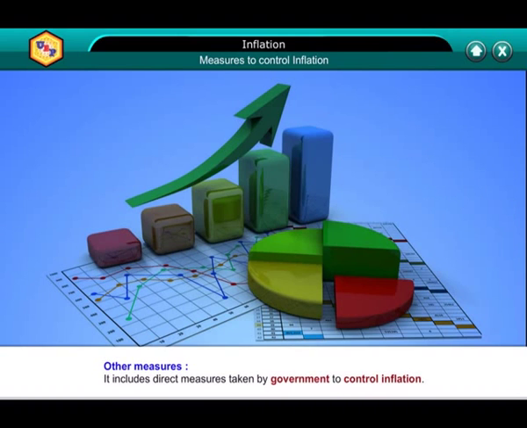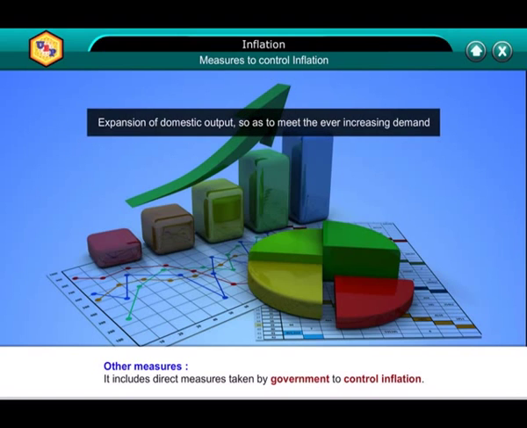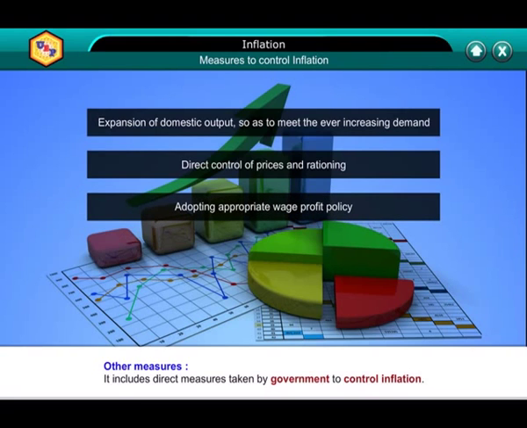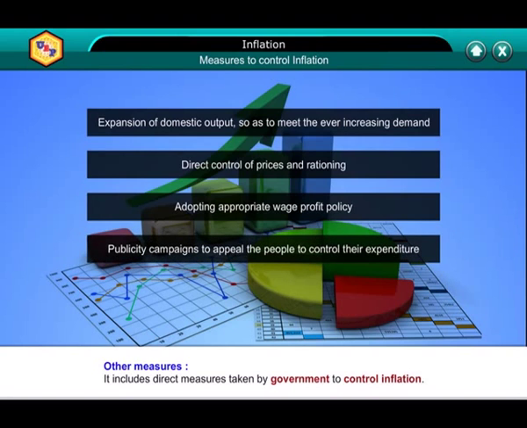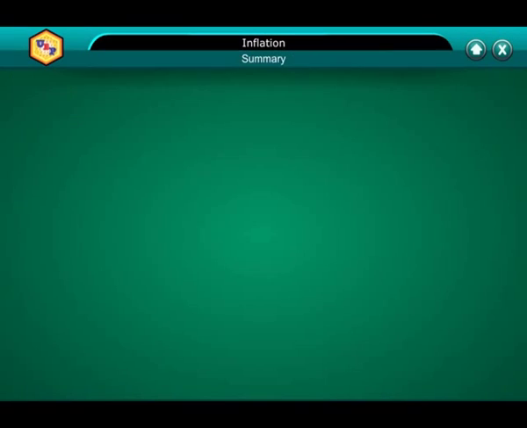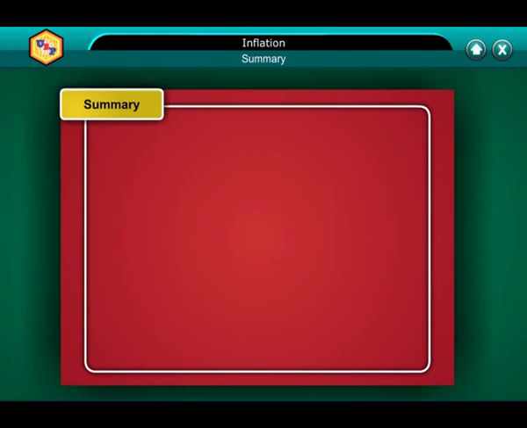Other measures. It includes direct measures taken by the government to control inflation: expansion of domestic output, so as to meet the ever-increasing demand; direct control of prices and rationing; adopting an appropriate wage-profit policy; publicity campaigns to appeal to the people to control their expenditure; control of population growth.